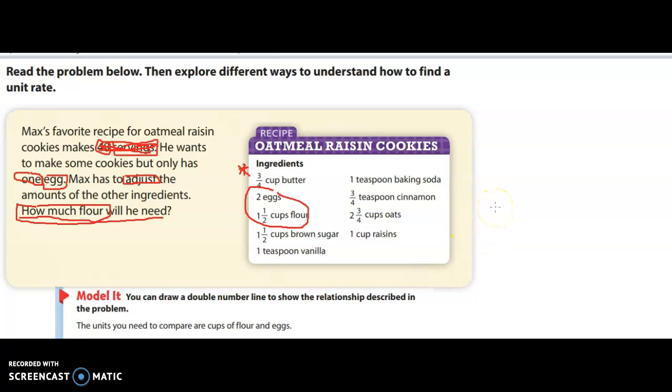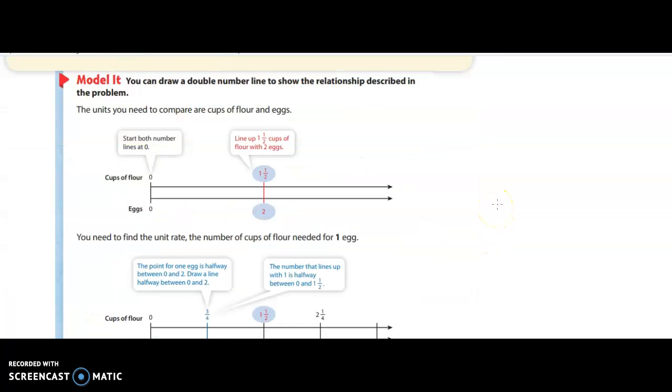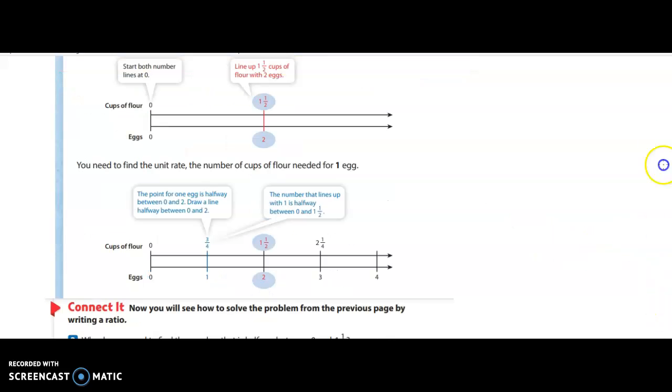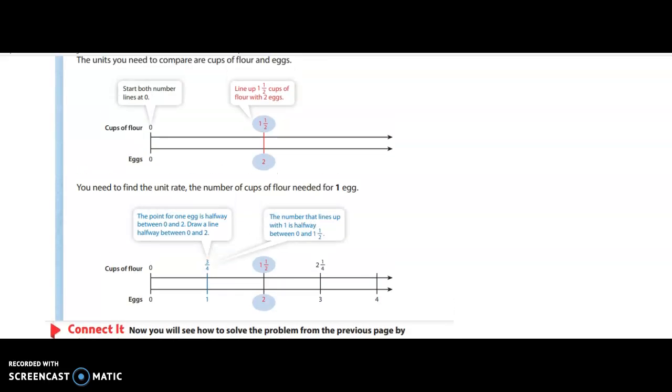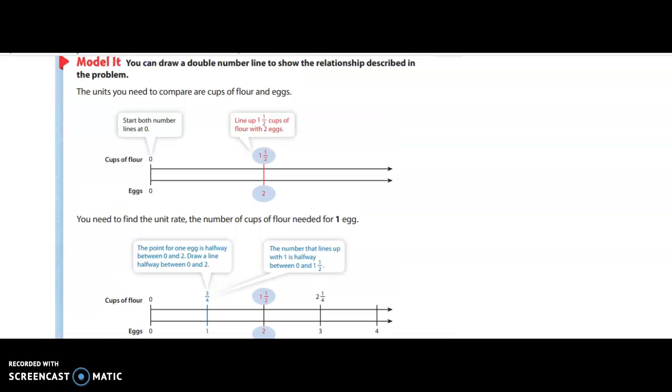So moving farther down in your book, you guys have this information, and what they're showing you in your book is that you can do a visual model, just like we talked about the other day. And this might not be everyone's favorite, but that's okay, because we are also going to do the math sentence way where we solve it. So on a double number line, we can compare those two ratios, the ratio of the two numbers. So on the top, they have flour, starting at 0, and then we go to the amount of flour we need for the original recipe. And then on the bottom, we're representing eggs.